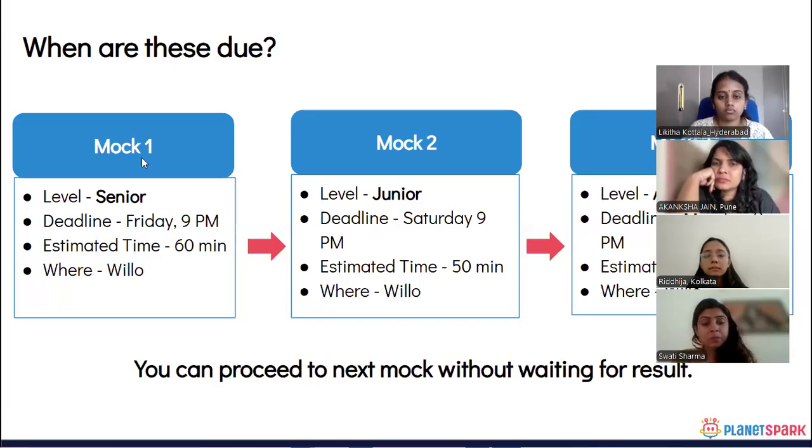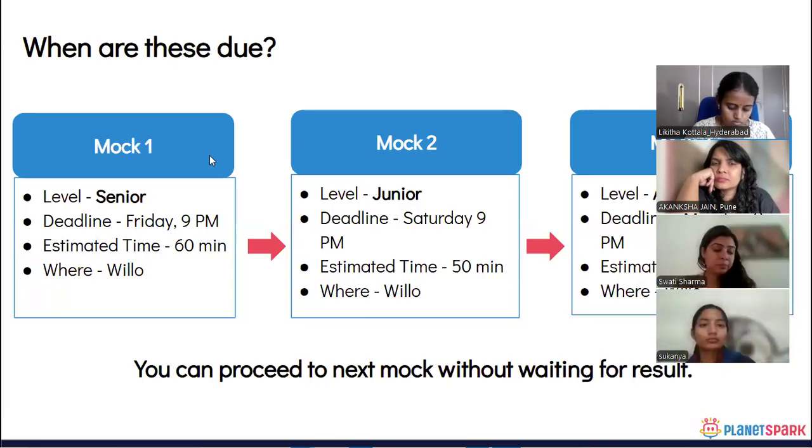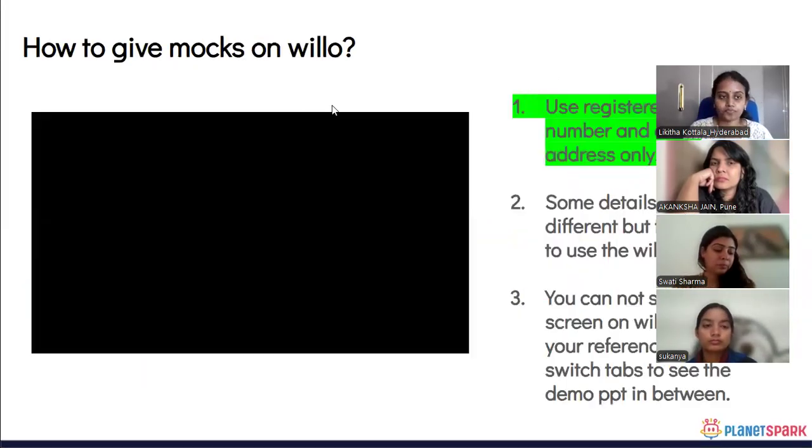Sometimes what do the teachers do? They attempt their mock 1 and they are like, okay, the status has not been uploaded yet, whether I've cleared it or whether I didn't clear it. Don't do that. Keep on attempting your mocks. The results are sometimes declared the same day. Sometimes we declare the results of all 3 mocks in one go. Before day 9, it would be declared. But do not wait for the results. Keep on attempting your mocks.